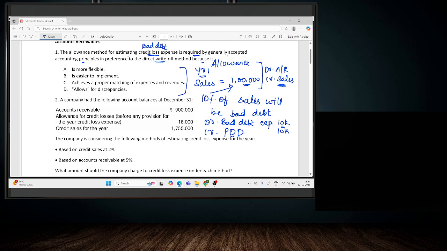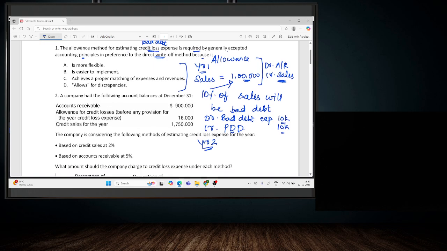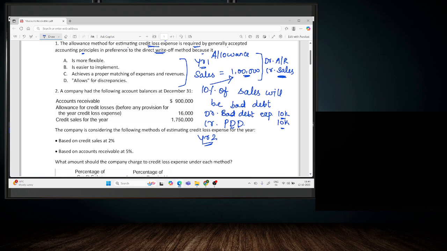Now let's say this is your expectation. You are expecting that customers owing 10,000 rupees will not pay the money. Now for example, let's say next year, that is year 2, customers who purchased 8,000 rupees of goods from you did not pay the money. Your expectation is 10,000, but the actual bad debt is 8,000 rupees.